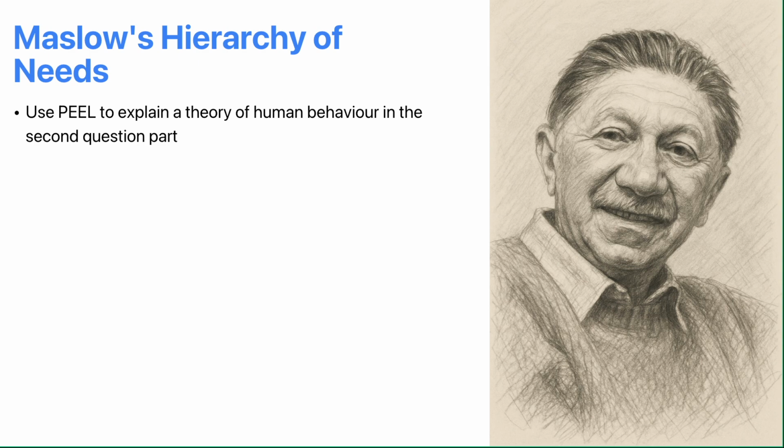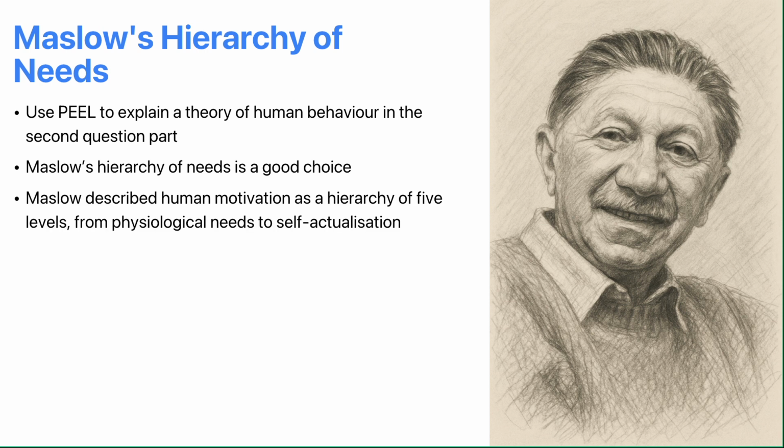We can now use PEEL for the second part of the question, which is to explain a theory of human behavior. A good choice here is Maslow's hierarchy of needs. The point would be that Maslow described human motivation as progressing through a hierarchy of five levels, starting with basic physiological needs and moving towards self-actualization at the top.